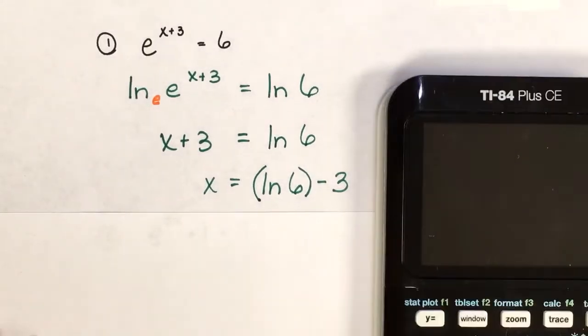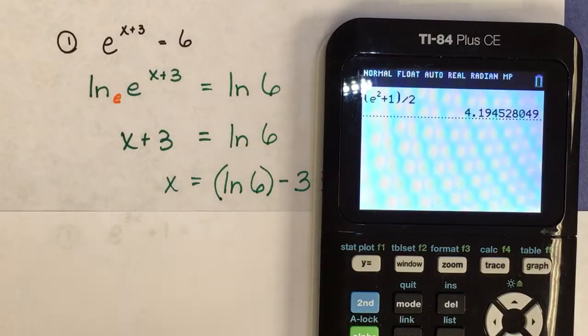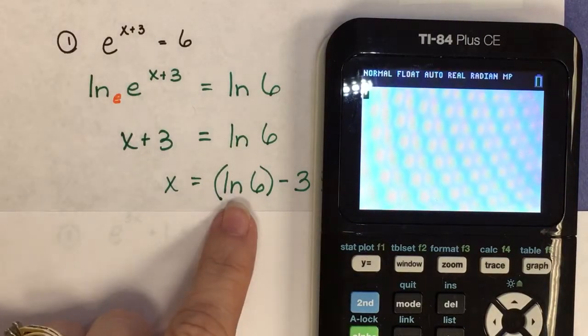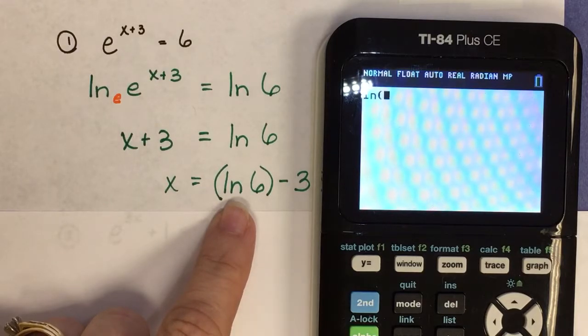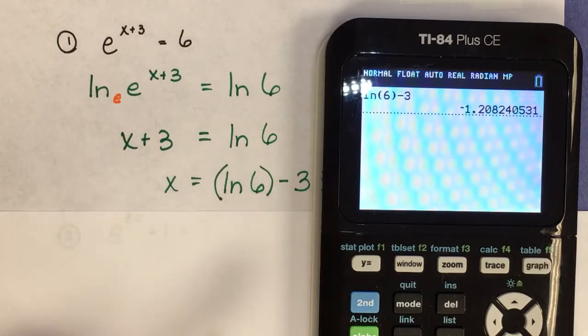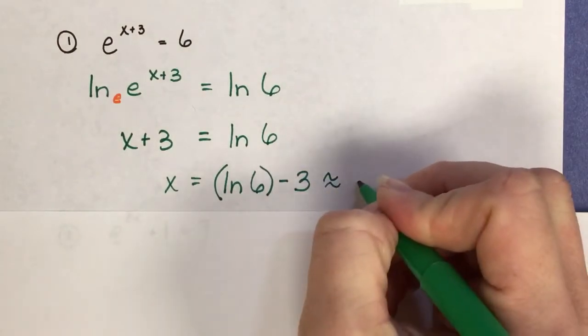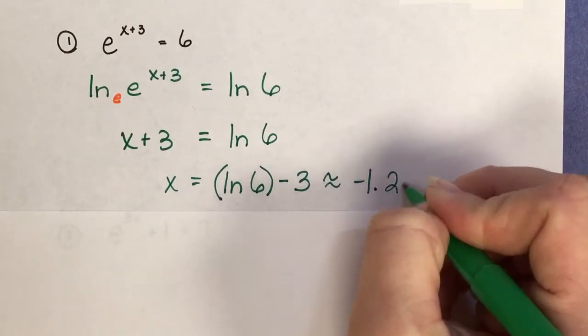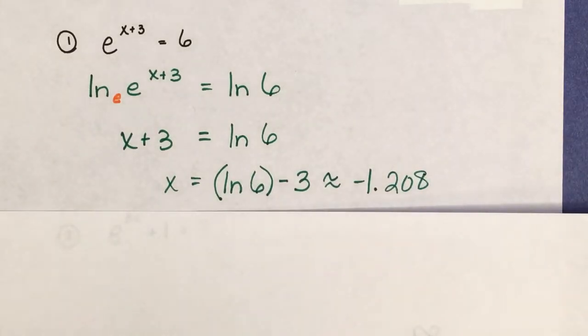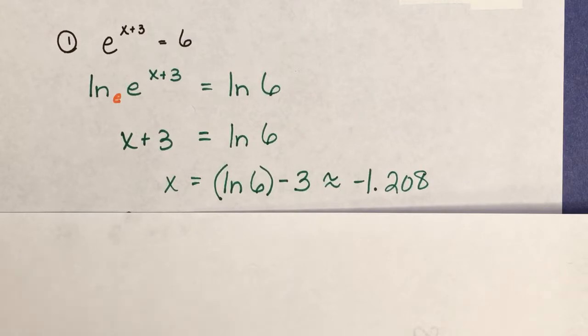Okay, so entering this into the calculator for an approximation. Enter in your natural log, so natural log of 6. Of course, you have to put the 6 in parentheses, and then put your minus 3. That's what it would need to look like in your calculator. If we round this to 3 decimal places like what we did the other ones, this would be approximately negative 1.208 for an approximation. Now, you don't have to check these because this was not a log equation to begin with. This is an exponential equation to begin with, okay? So you don't have to check it.